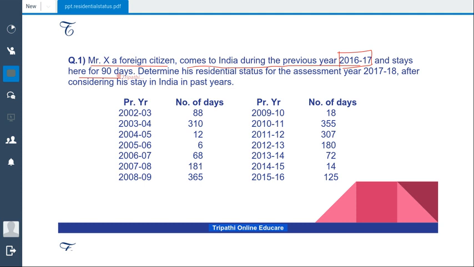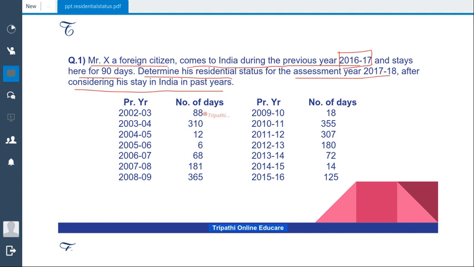And the first part of second basic condition says residing 60 days or more in India during previous year. And Mr. X is staying for 90 days, which is more than 60 days. So he is fulfilling the first part of second basic condition. But along with the first part, he has to fulfill the second part also. Let us proceed. Determine his residential status for the assessment year 17-18 after considering his stay in India in the past years. So his past years stay in India is already given in this case.